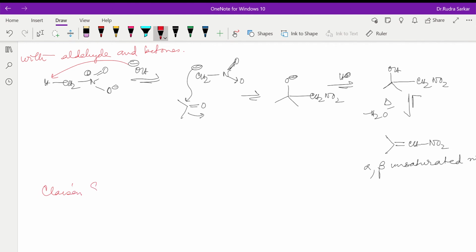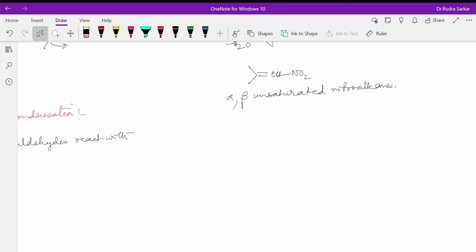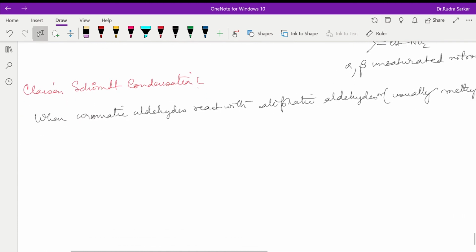Claisen-Smith condensation reaction. Now herein, when aromatic aldehydes react with aliphatic aldehydes, or usually methyl ketones, these are called Claisen-Smith reaction. These are basically again cross-aldol type reactions.